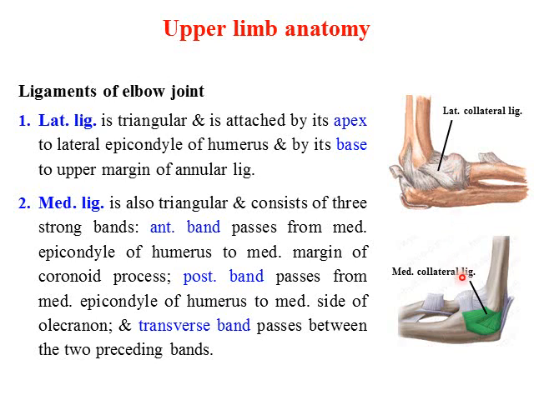The medial collateral ligament also is triangular in shape and consists of three bands: an anterior band, posterior band, and a transverse band. The anterior band crosses between the medial humeral epicondyle and the medial side of coronoid process of ulna, while the posterior band crosses between the medial humeral epicondyle and the medial side of olecranon process of ulna. The transverse band connects the two bands, anterior and posterior bands.